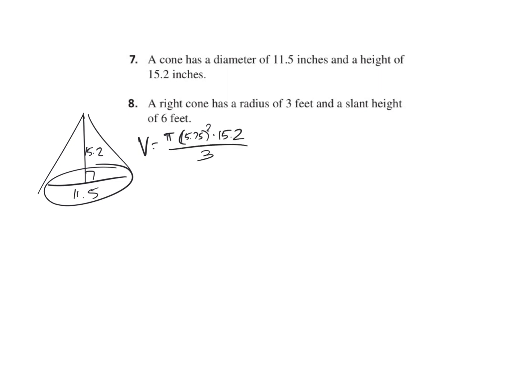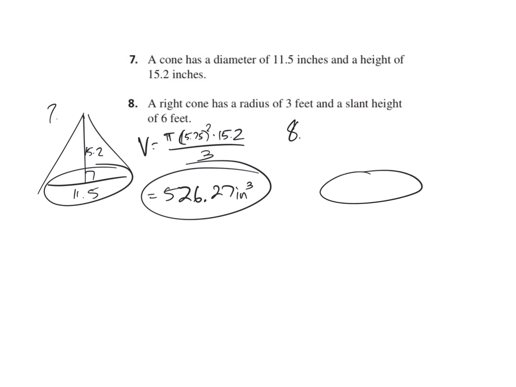So take 5.75 and square it. Multiply it by 15.2. And then multiply that by pi. And then we divide by 3. So that's 526.27, and this is in cubic inches for volume. That's number 7.